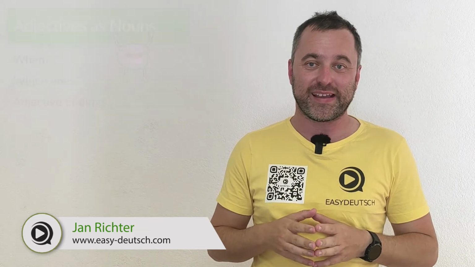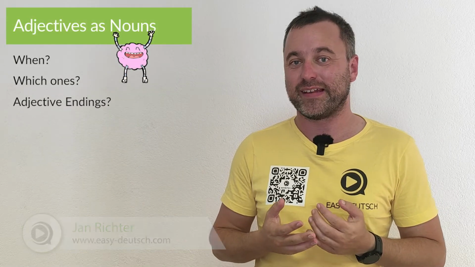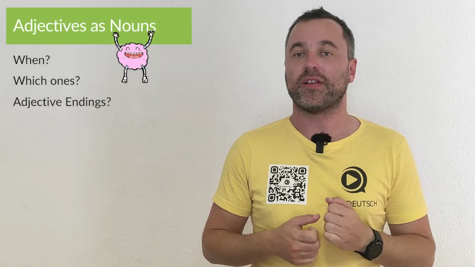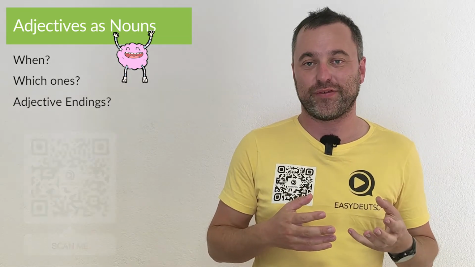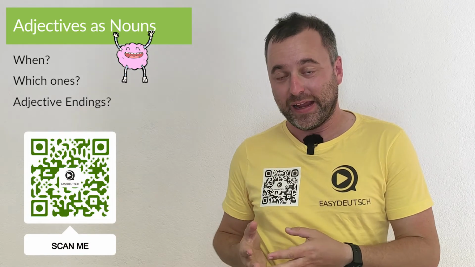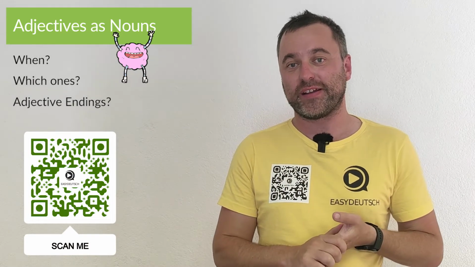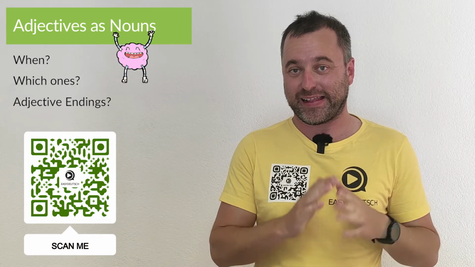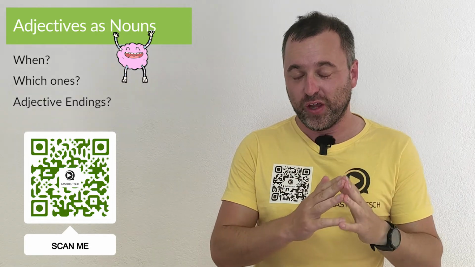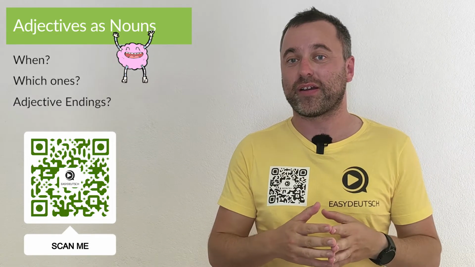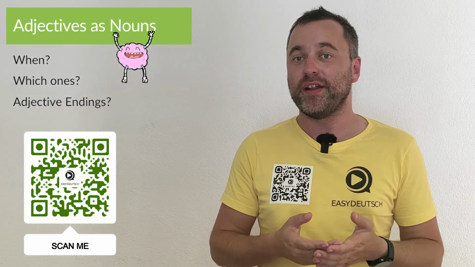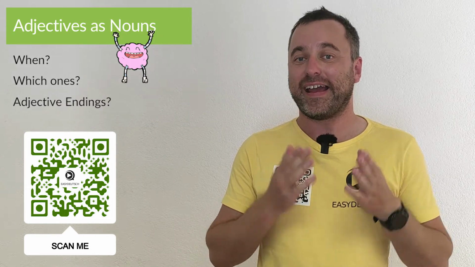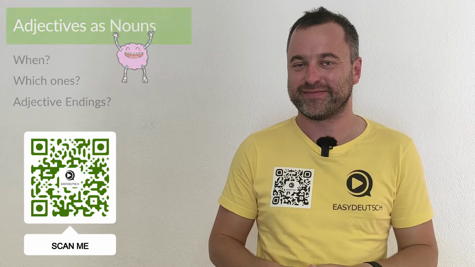Today's topic is adjectives as nouns. Yes, you listened correctly. In German, we can use adjectives like a noun. And then obviously we have to write them with a capital letter in front. So with the help of my ebook, German Grammar Explained Easily, I will show you right now when you have to write the adjective with a capital letter.